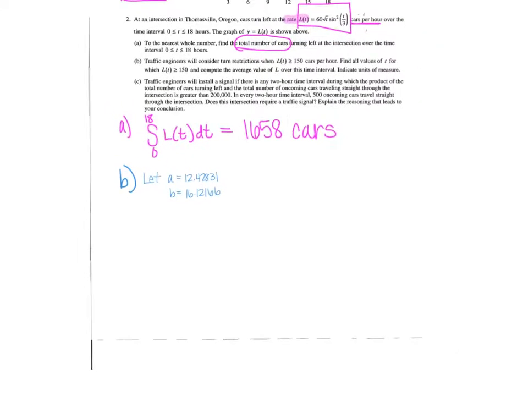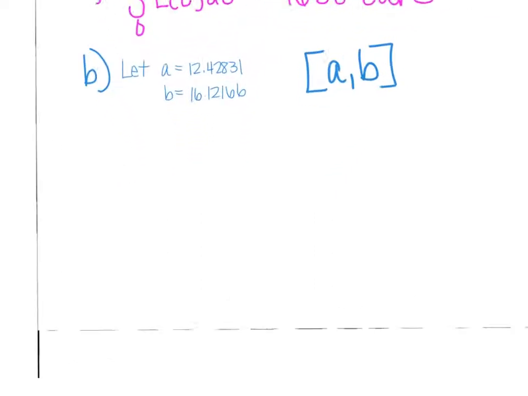So they'll consider turn restrictions if L of t is greater than or equal to 150 cars per hour. So we're finding values of t where it's greater than. So the interval is going to be the interval from A to B. Okay, that's part 1 of it, finding the interval. So there's my interval. Because I said let A equal and B equal, I can just use the interval from A to B. Now it says compute the average value of L over this time interval.